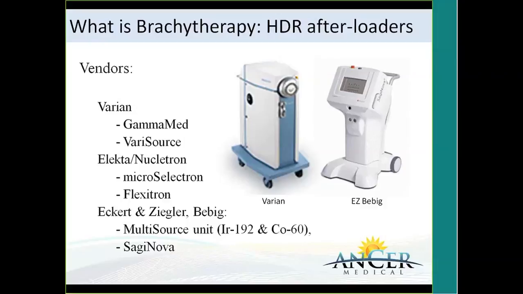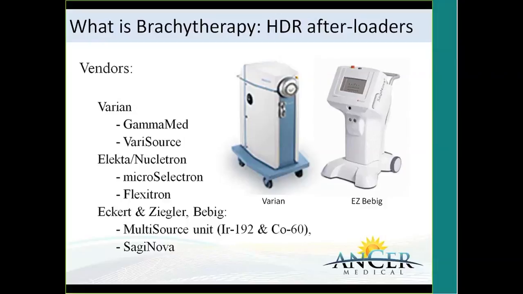The multi-source is actually an interesting unit because it can have 2 different isotopes, the iridium-192 and the cobalt-60. And the cobalt-60 has a half-life of 5 years. You can see that for, let's say, developing or third-world countries that want to use the source and not have to buy a new source every 3 months, this could be a very attractive solution.